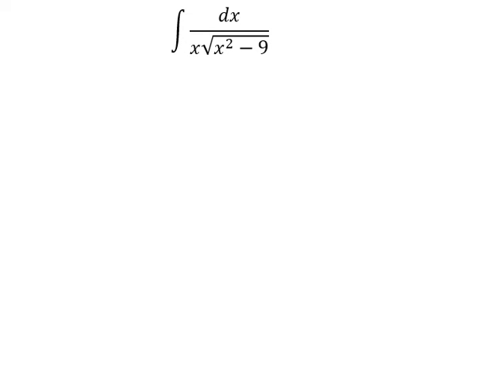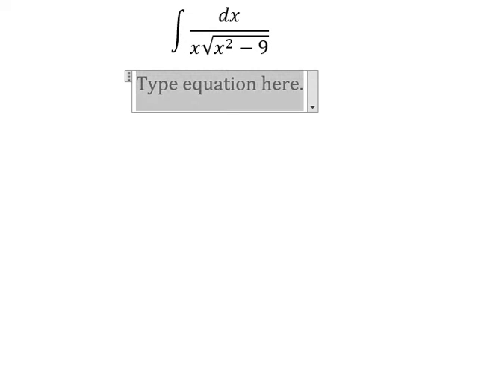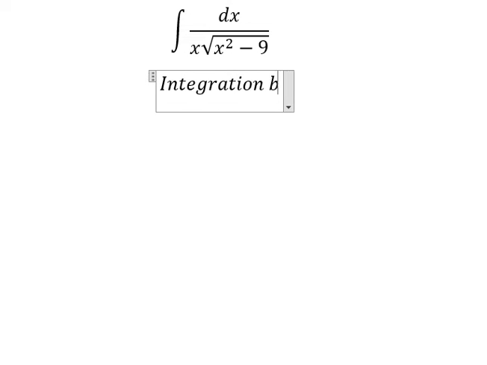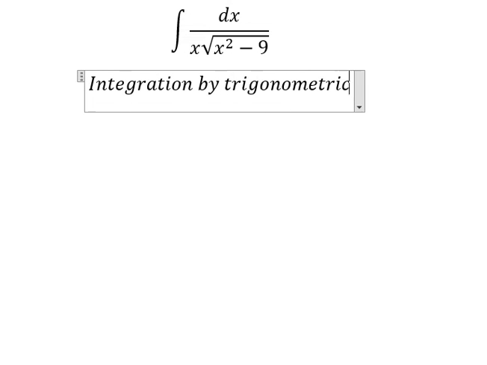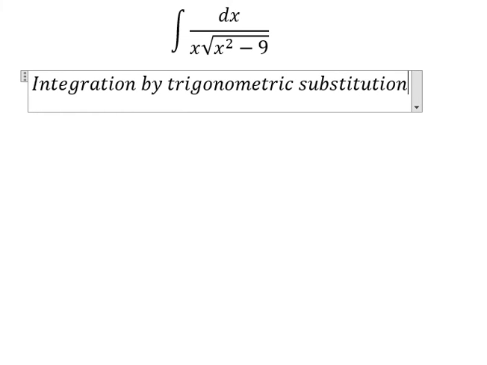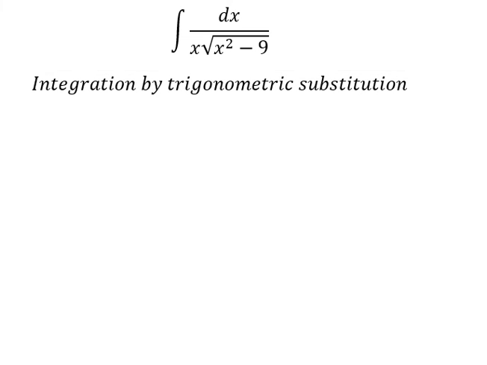We need to use integration by trigonometric substitution. So I will put s equal to 3 secant of t, because if I put this one here, we have 9 secant of t square, number 9 and number 9. We can do factorization.